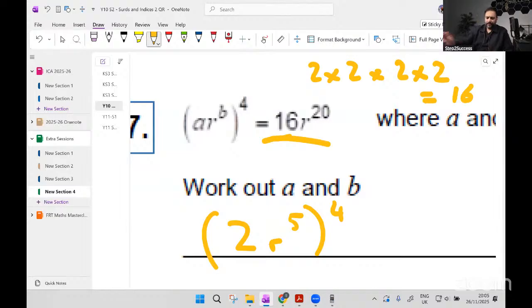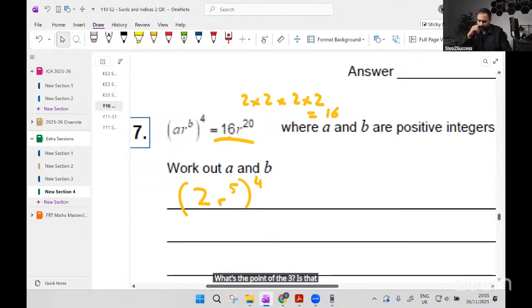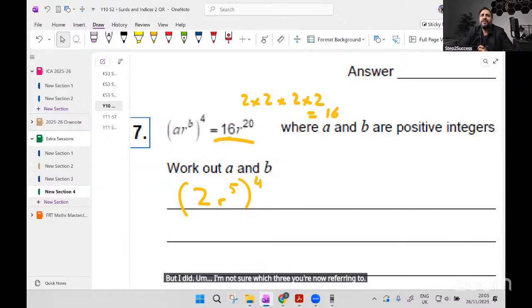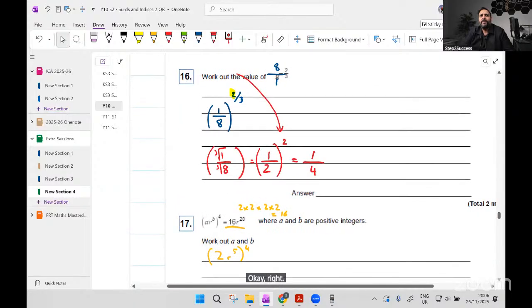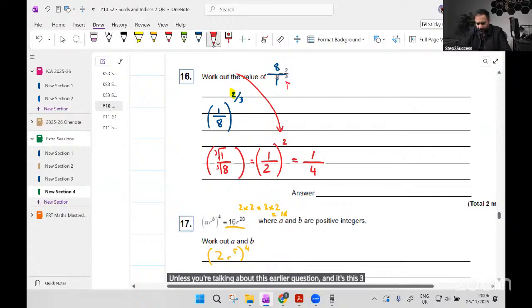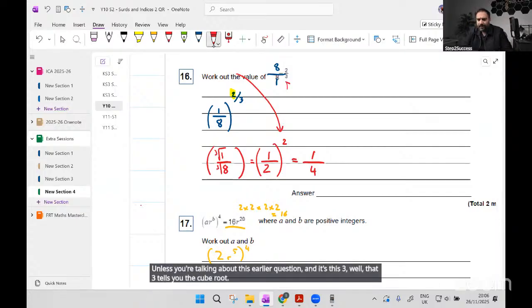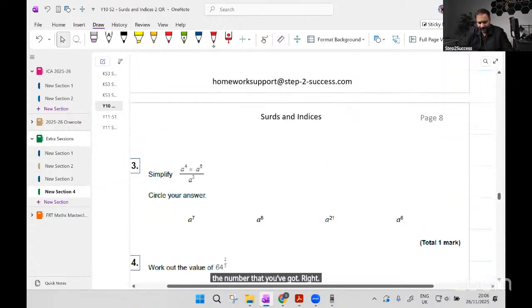What's the point of the 3? Is that from that earlier question that I did? I'm not sure which 3 you're now referring to. Yeah, okay. Right. So, unless you're talking about this earlier question, and it's this 3, well, that 3 tells you to cube root the numbers that you've got. Right, 4, 12, and 20.